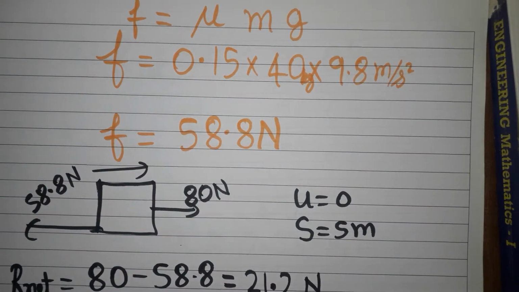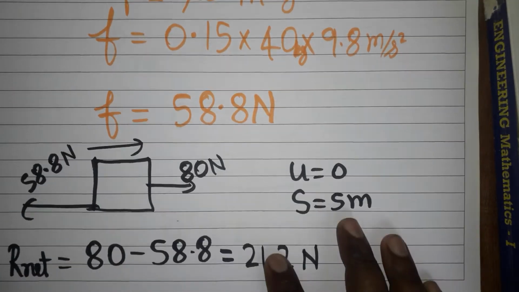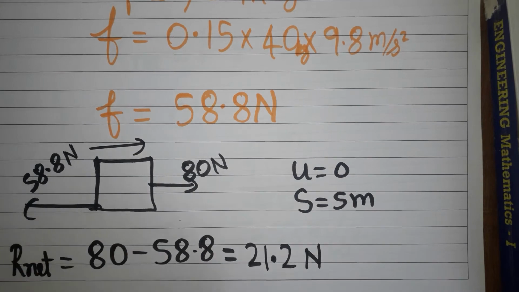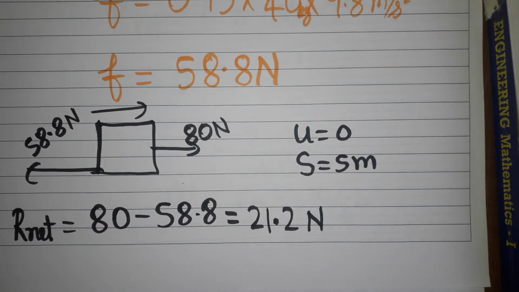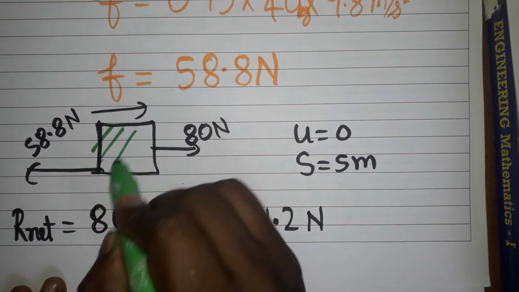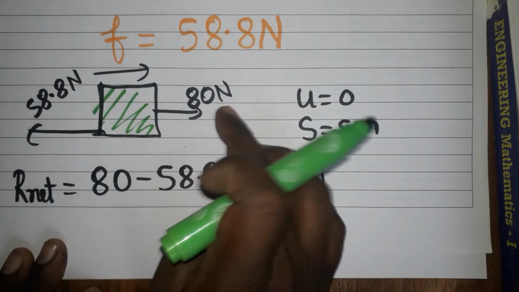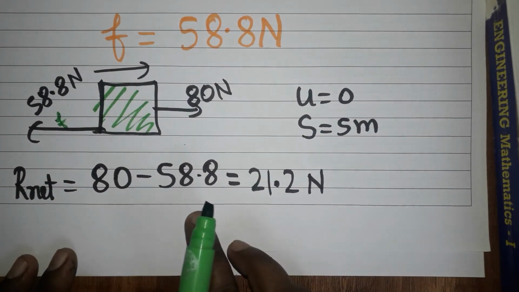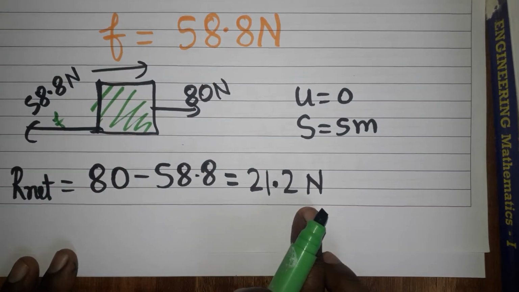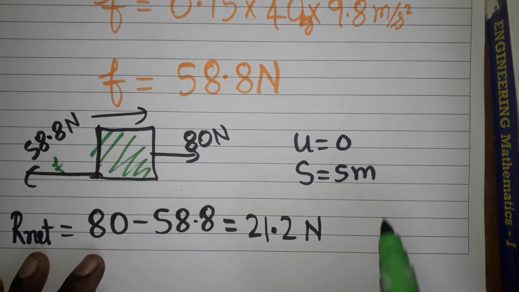Now I know this side is 80, this side is 58.8. These forces are acting on the block. What is the resultant force that will act? This side only, the greater force: 80 minus the friction force 58.8. So the resultant is 21.2 Newton. Then some other data.